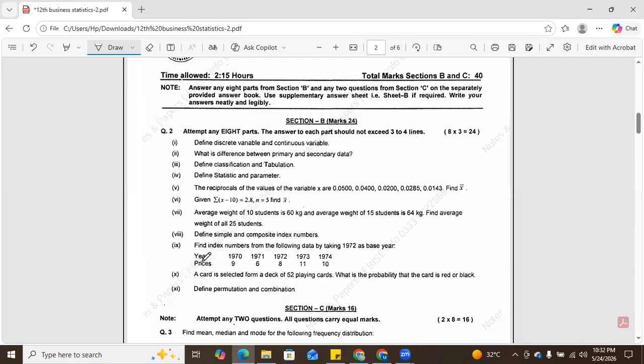So this is the given data. You have to find the index numbers. Number 10, a card is selected from a deck of 52 playing cards. What is the probability that the card is red or black? Number 11, define permutation and combination.